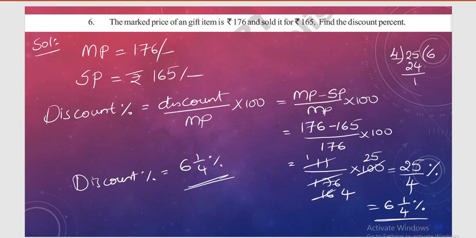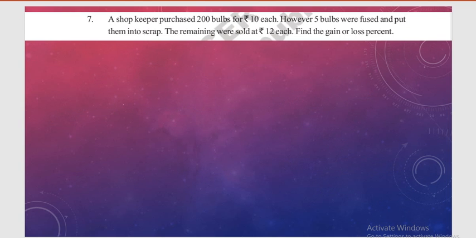Now let us move on to the next question. So question number 7. So what is given? A shopkeeper purchased 200 bulbs for 10 each. However, 5 bulbs were fused and put into scrap. So that means he was not able to sell them because they were fused, and the remaining, how many bulbs will be left? 195 bulbs. So those bulbs were sold at 12 rupees each. Now find the gain or loss percentage.